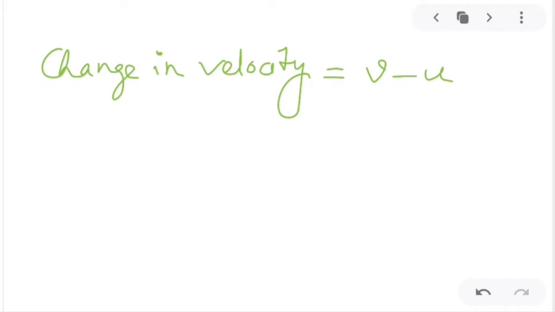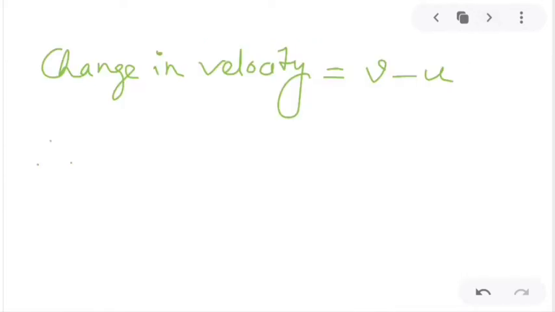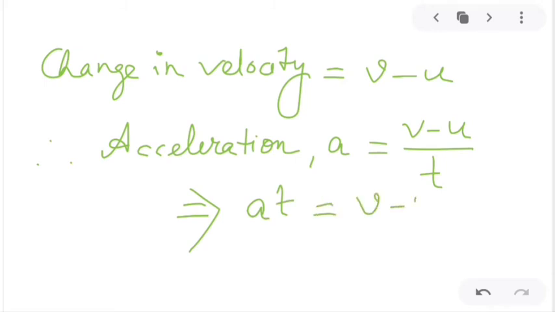And here you see that acceleration equals change in velocity by time. Change in velocity we come to know is v minus u. So therefore acceleration is represented by a equal to v minus u by t. So what do we get from this? Let us cross multiply. T goes to this side, then it becomes at equal to v minus u.